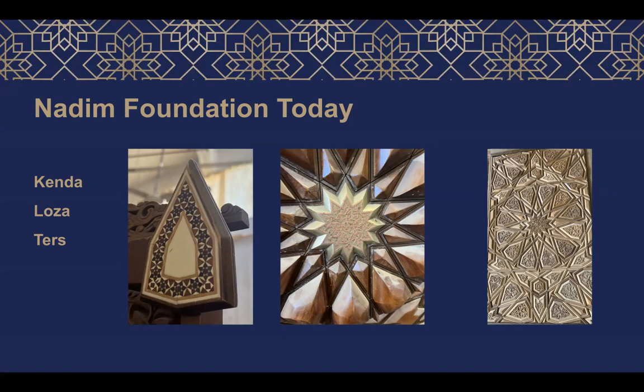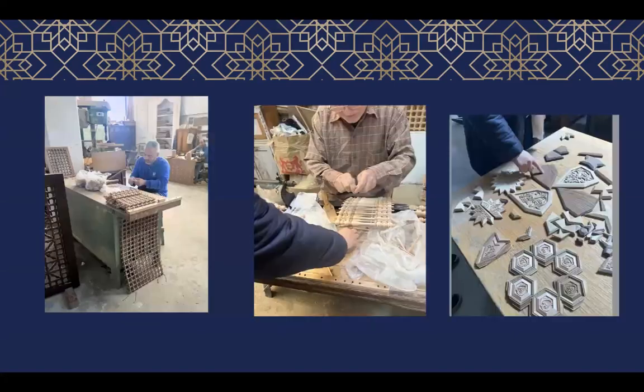So if you go to the Nadim Foundation today, you can see how they make each piece with the knowledge of exactly what they are. They make different lozas, different terraces, different kenda, and they put them together in these different patterns. In the traditional workshops, they're using techniques that have been handed down since the Islamic period, so these are about 1,000 years old. And to this day, they are able to preserve the techniques for making the mashrubeya.